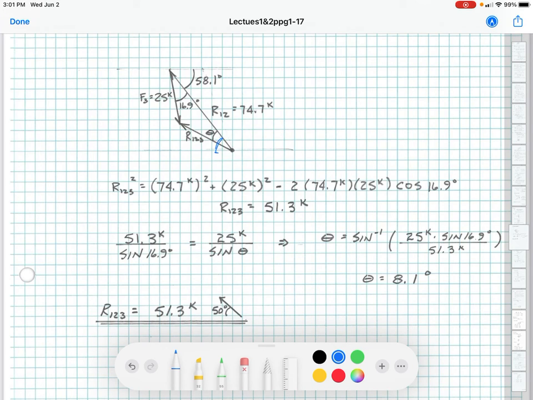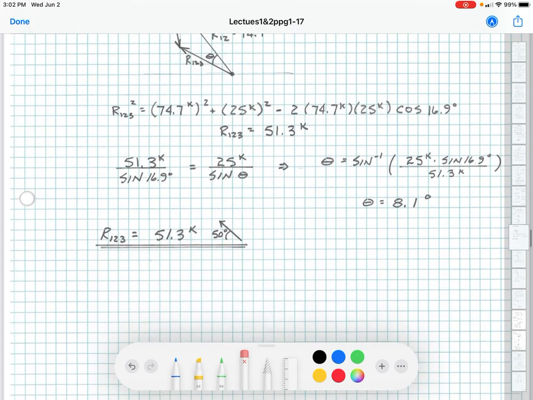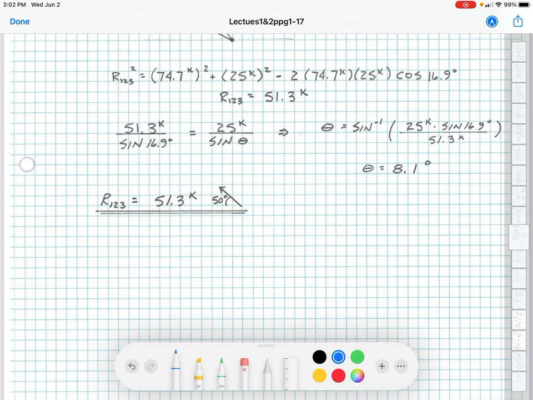Now remember, this angle from the horizontal up was 58.1. So if we know that this angle right here included is 8.1, then we can subtract from 58.1 and find that this angle here is 50 degrees. So we have solved the problem, and we've shown that R123 is 51.3 Kips, which we solve for here, and it's at that angle of 50 degrees clockwise from that horizontal. Okay, that's how we want to show that, so we have a clear depiction of the angle.